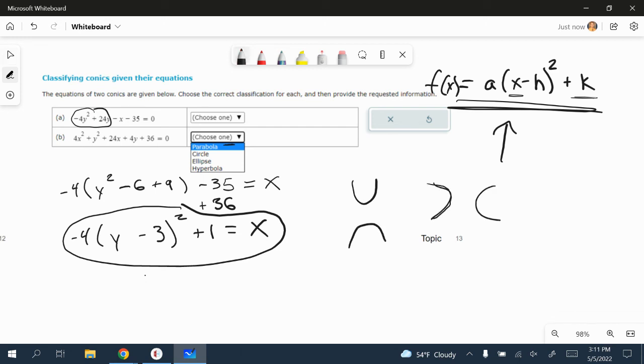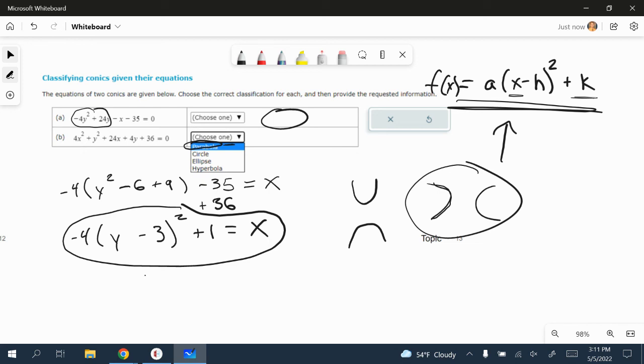So if y and x have changed places, the parabola is actually a sideways parabola, which you've probably never seen before. That just means it's not a big deal. It's just a parabola. But then there's one more thing. It's going to ask you a question after you pick parabola up here. It's going to say, what's your vertex?